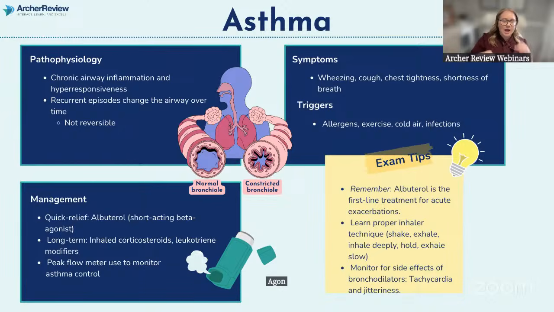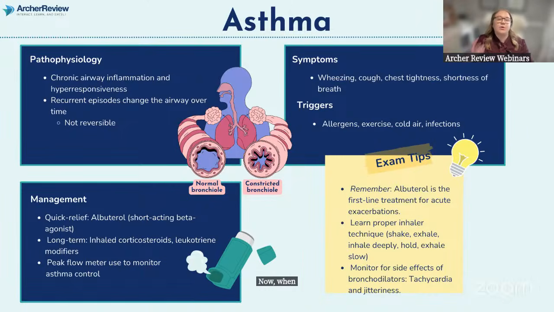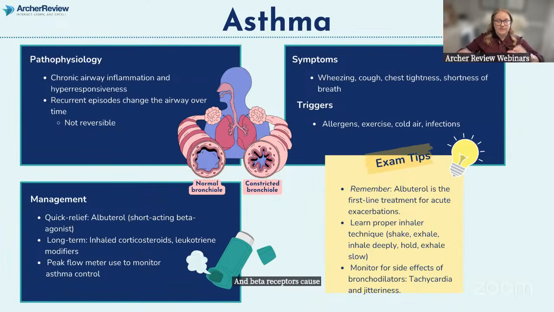So I saw some chat on Facebook about the beta receptors. We have 2 types, beta 1 in the heart, beta 2 in the lungs. I know you've all heard this because beta 1 in the heart, we have 1 heart, beta 2 in the lungs because we have 2 lungs. Now, when we have an agonist, they attach to those receptors and they help them do what they're supposed to do. And beta receptors cause things to get bigger, to dilate.